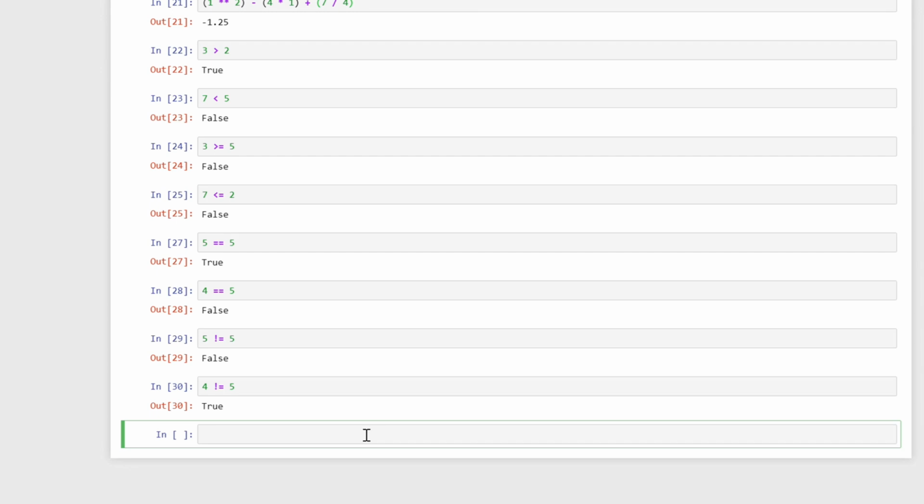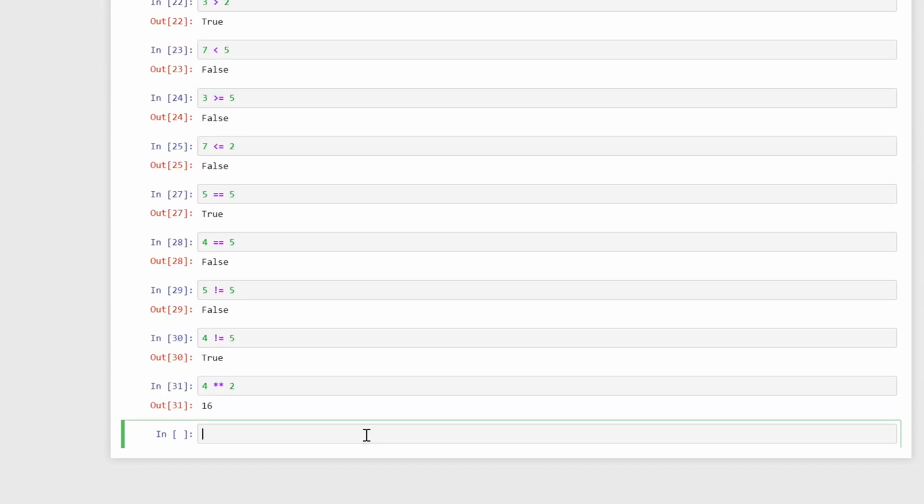So the first thing is exponentiation. I'm sure you've seen this to some degree. A lot of people don't use it as much anymore. So exponentiation is multiplying a number by itself a number of times, in this case 2. So that's squaring it. 4 squared is 16.